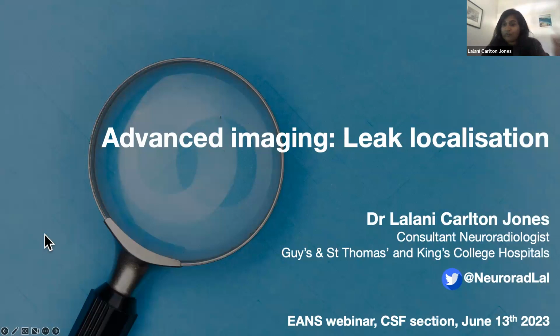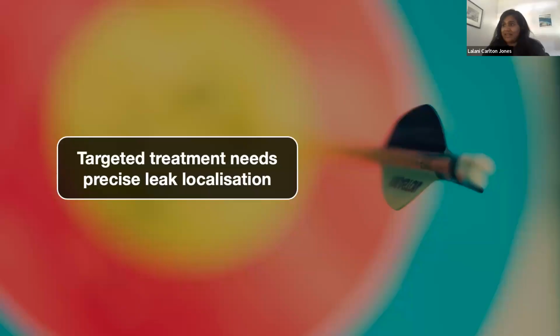So you've made this diagnosis that the patient has a spinal CSF leak. So what do you do then? I'm going to talk to you a little bit about how you go on to localize a leak. But why do you need to even do that? Well, the main thing is that if you want to target your treatment for this patient, you need to have a precise leak localization. If you don't have an accurate leak localization, if you get the wrong level, then the treatment, whether it's radiologically guided or surgical, will be much less likely to be effective.